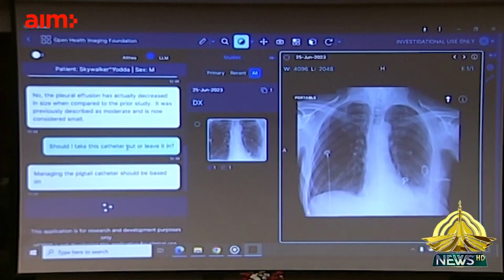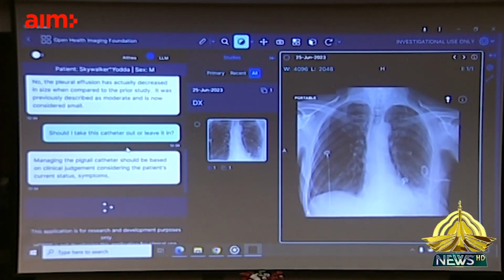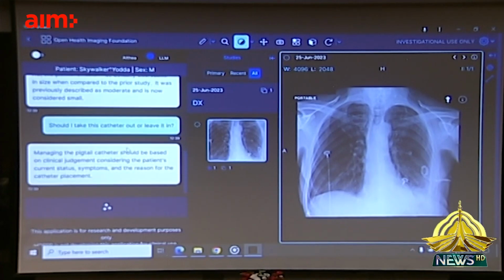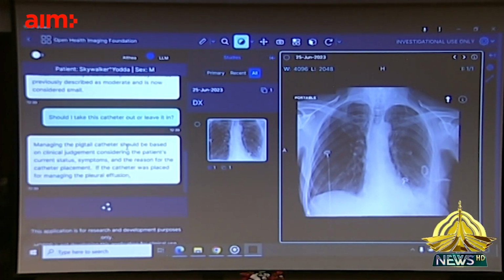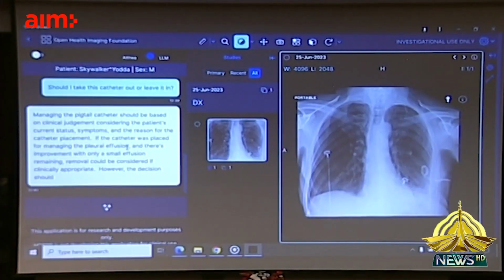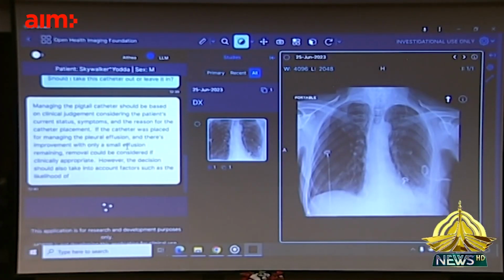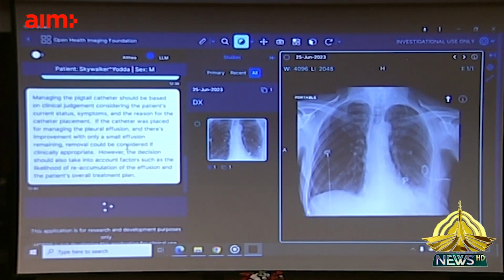Managing the pigtail catheter should be based on clinical judgment, considering the patient's current status, symptoms, and the reason for the catheter placement. If the catheter was placed for managing the pleural effusion, and there's improvement with only a small effusion remaining, removal could be considered if clinically appropriate. However, the decision should also take into account factors such as the likelihood of reaccumulation of the effusion and the patient's overall treatment plan. So it answered like an expert, not just saying yes or no, but reasoning behind what it's thinking.